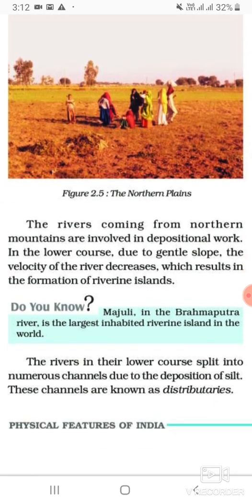The next question that is arising here is with what work the rivers coming from northern mountains are involved in. So they are involved in depositional work, which results in the formation of riverine islands, which means islands related to or situated on a river or river bank. The highlighted sections in the book are very much important, so we have to pay attention here.